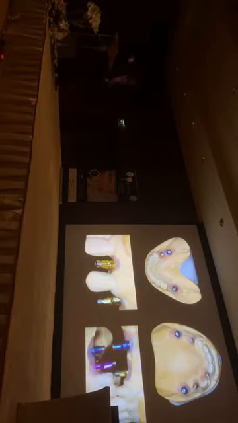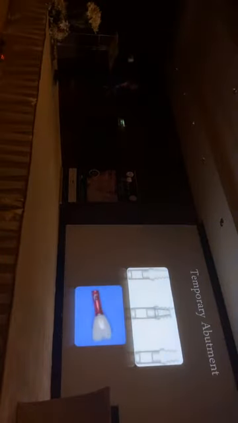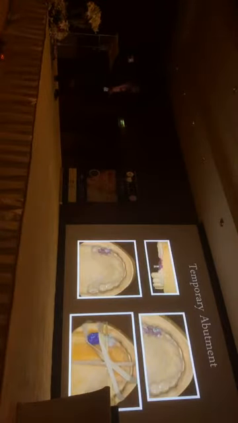Okay, so we got the impression made, and we have them casted or mounted, and then we have to select components. Sometimes we do temporary restorations over the implants as a screw retained or a cement retained implant temporary restoration, or sometimes we do the RPD flipper. So again, we also have to use a certain component of the implant parts, which is the temporary abutment, to fabricate our temporary restoration.